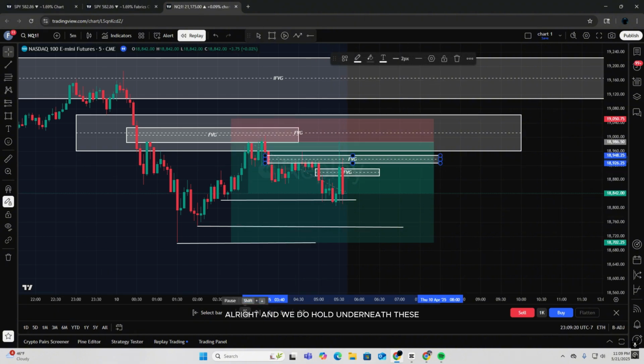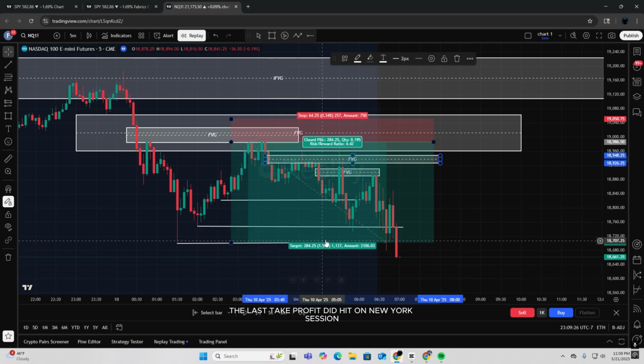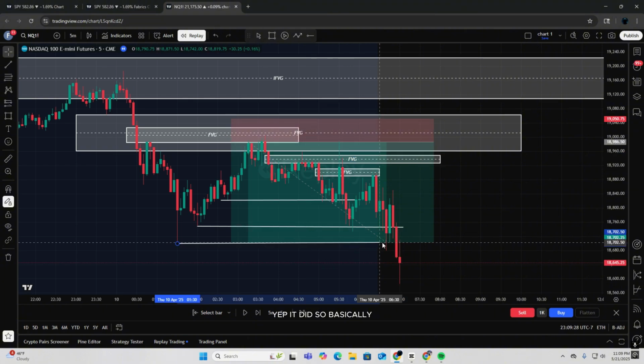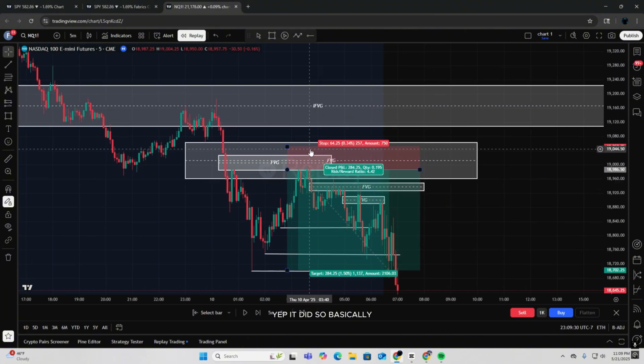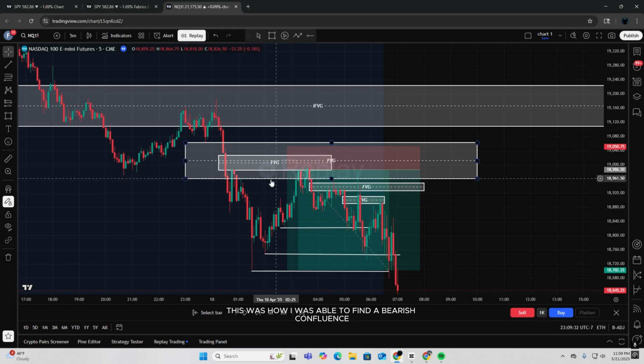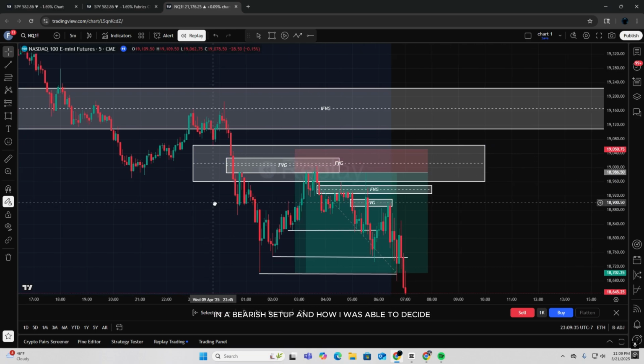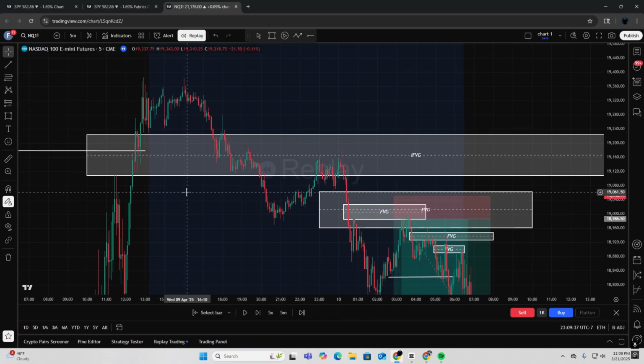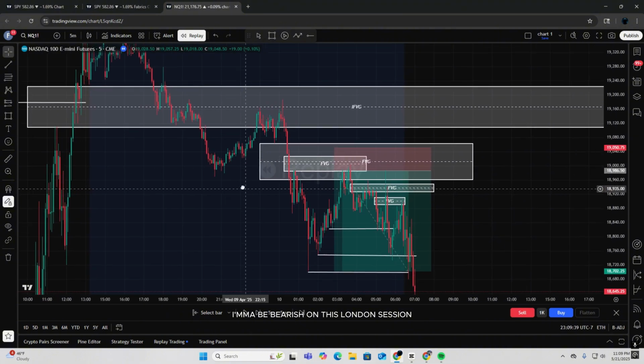And we do hold underneath these and we hit the first take profit, second take profit. I'm pretty sure the last take profit did hit on New York session. Yep, it did. So basically, this was how I was able to find bearish confluences and a bearish setup, and how I was able to decide I'm going to be bearish on this London session.